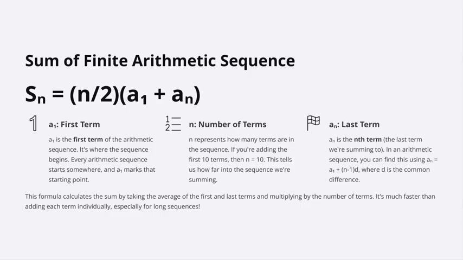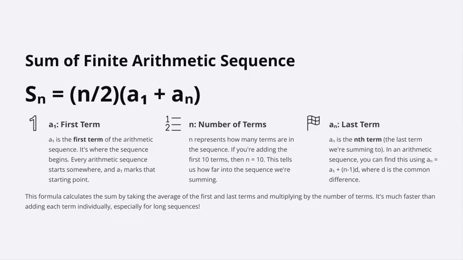Next, we have n, which is simply the number of terms we're adding up. For example, if we're summing the first 10 terms, then n equals 10. This tells us how far into the sequence we're going. Then there's an, the last term we're including in our sum.